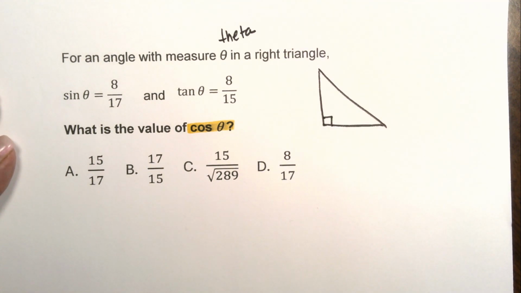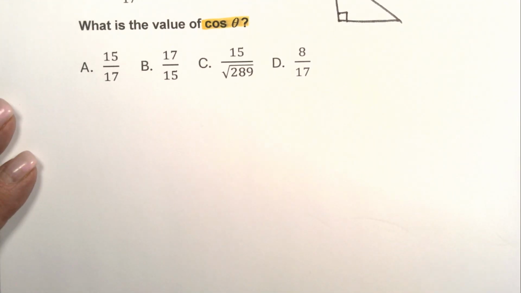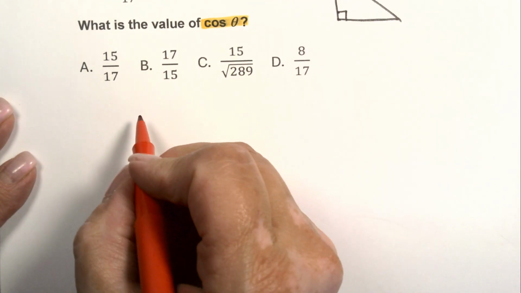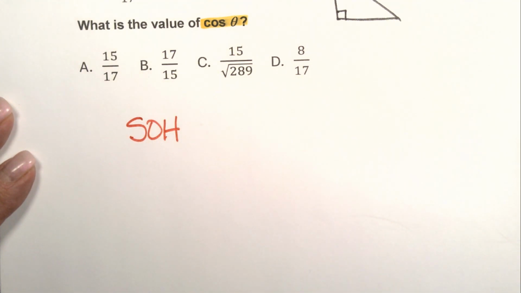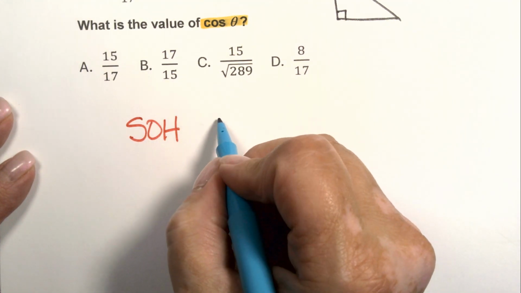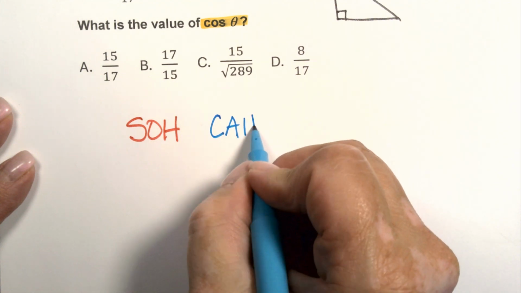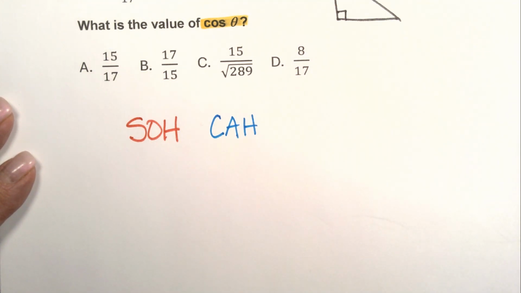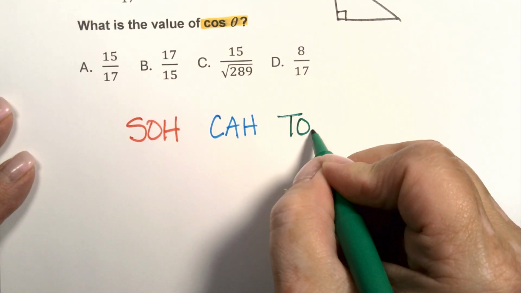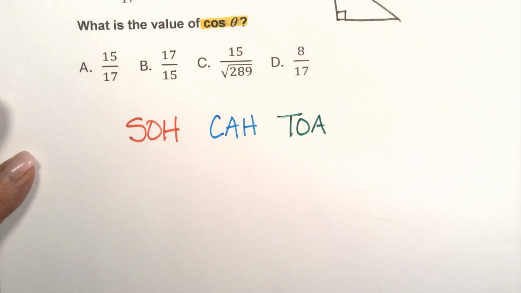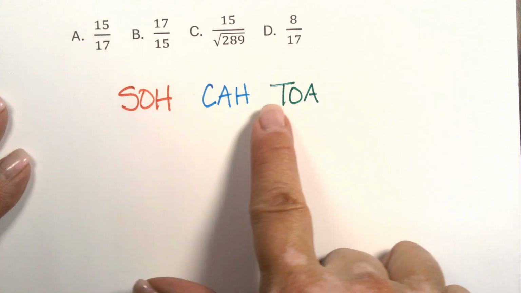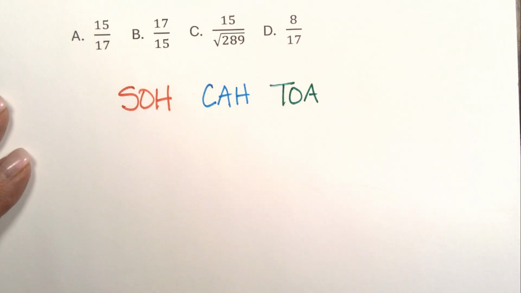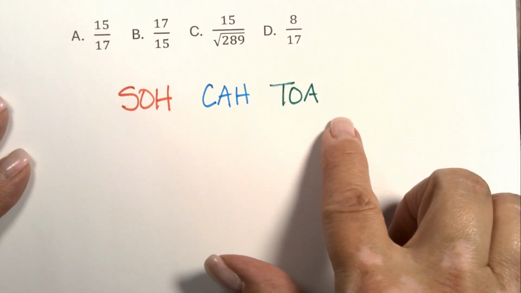Now, if you remember your right triangle trig, we'll review for a second and come back to that. A way to remember it is called SOH CAH TOA. Now these stand for the three trig functions, sine, cosine, and tangent, and it tells you what the ratios are.